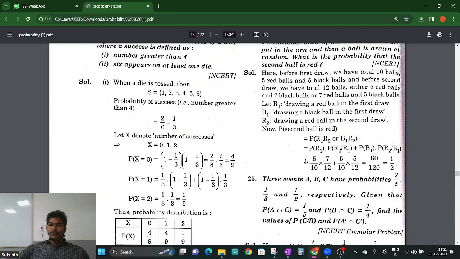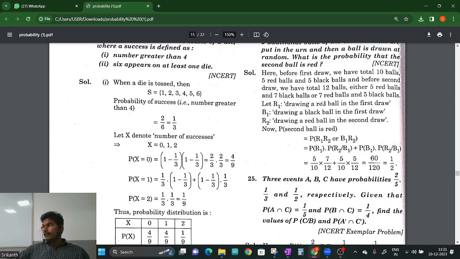The first ball you don't know. Two balls he is drawing from the urn. The second ball should be red always. So before the first draw, we have 10 balls, 5 red and 5 black. And before the second draw, we have a total of 12 balls, either 5 red balls and 7 black balls, or 7 red balls and 5 black balls. This is the new composition. Understood?